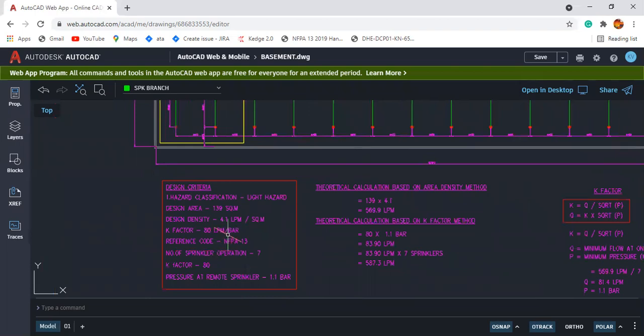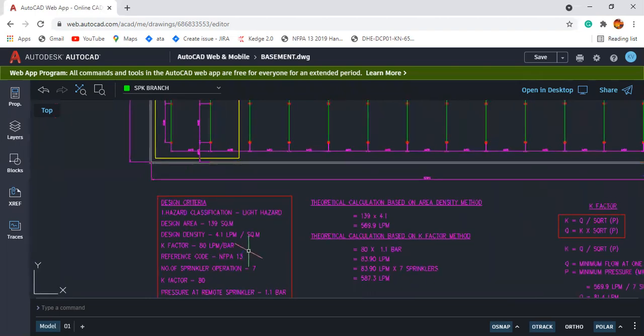Next, design density. During a fire, how much water is required to control the fire? Per square meter per minute, 4.1 liters per minute is required for this kind of light hazard occupancy.